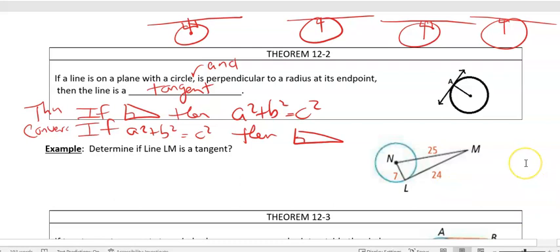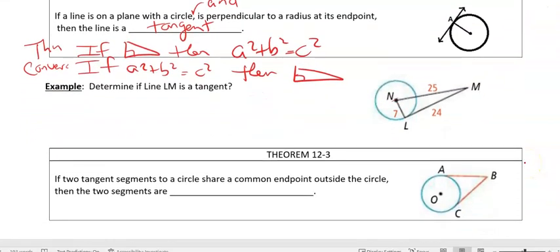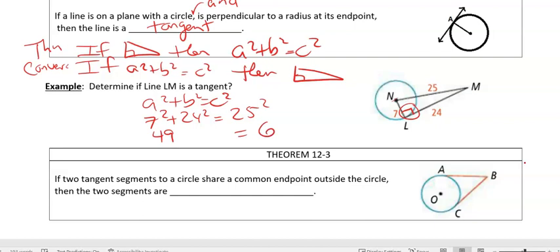So when you're looking at something like this and you're trying to figure out, is this thing a tangent? You just have to first find out if this is a right angle, and if it's right, then it's perpendicular, and if it's perpendicular, then it's a tangent. So the best way to find out if that's a right angle is just see, does a squared plus b squared equal c squared? Does 7 squared plus 24 squared equal 25 squared? And you let the calculator do the math for you. So that's 49. I don't know what 24 squared is, but I do know this is 625. Did anybody do 24 squared?